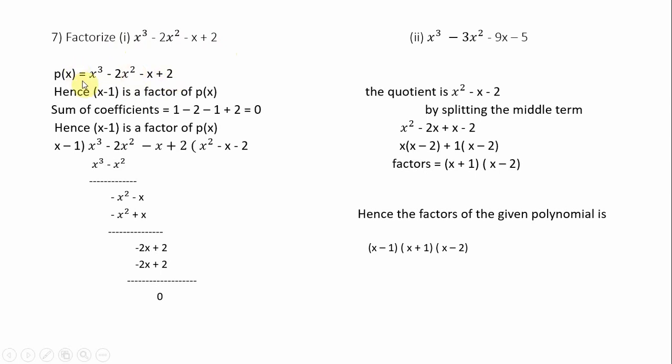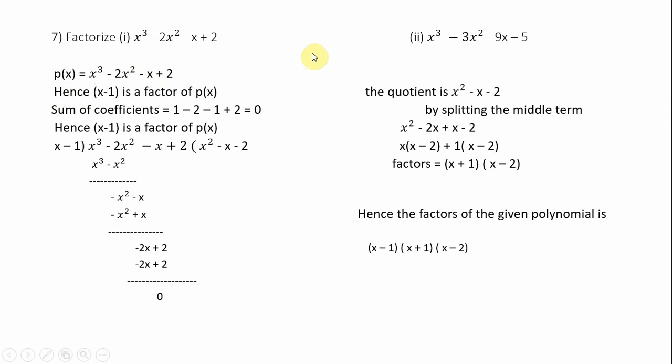Now check the numerical coefficients. So this is 1. 1 minus 2 is equal to minus 1. Minus 1 and this is again minus 1. Minus 1 and minus 1 is equal to minus 2. Minus 2 plus 2 is equal to 0. Understand? If you find out the sum of the coefficients now, 1 minus 2 is equal to minus 1. Minus 1 and minus 1 is equal to minus 2. Minus 2 and plus 2 is equal to 0. So hence you can come to a conclusion that x minus 1 is a factor of p of x.